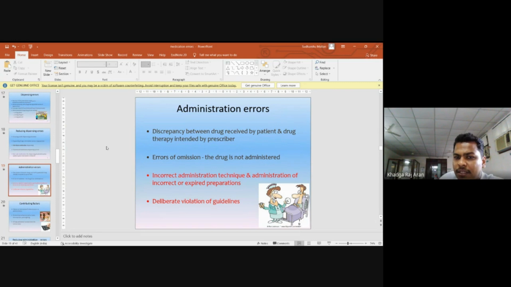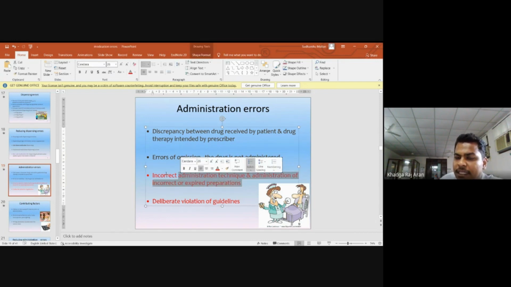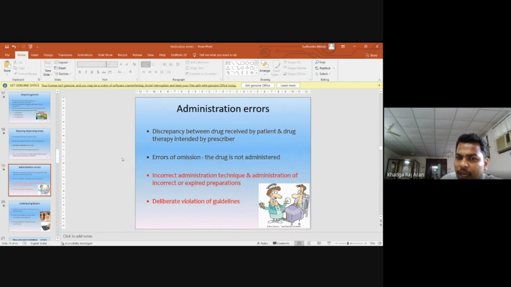Now, administration errors occur after the dispensing of medicines to the patient. There are errors of omission, where the drug is not administered. Incorrect administration techniques, especially for parenterals or for aerosol medicines for the treatment of asthma and COPD, or administration of incorrect or expired medicines or expired preparations, cause administration errors. Violations of the guidelines also cause administration-type errors.